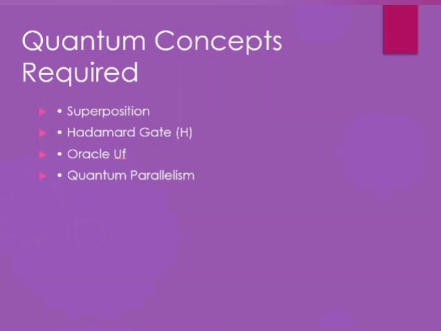Classically, to determine if such a function is constant or balanced, one would need to evaluate the function twice, once for input 0 and once for input 1, and then compare the results. Deutsch's algorithm, however, leverages quantum principles like superposition and interference to achieve this determination with only one evaluation of the function using a quantum oracle.